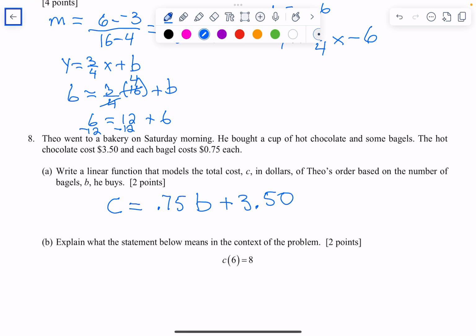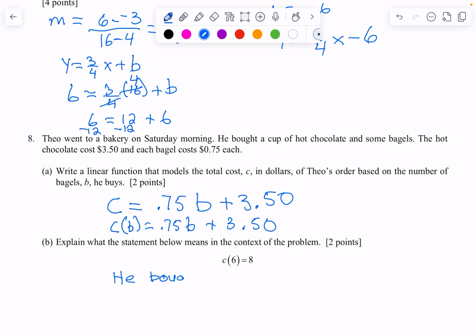Now, you could write this also as C of b, right? As the input b changes, the number of bagels changes, the cost is going to change. So here they're saying if you have 6 bagels, your cost would be $8. And they don't actually prove it or anything. They just want you to say what it means. So he bought 6 bagels and 1 hot chocolate for $8.